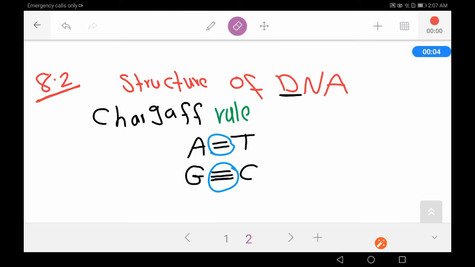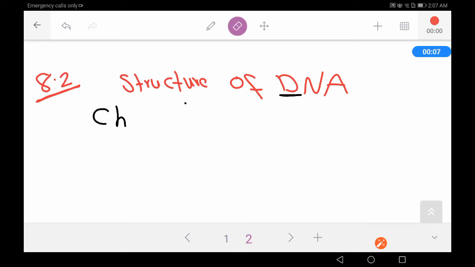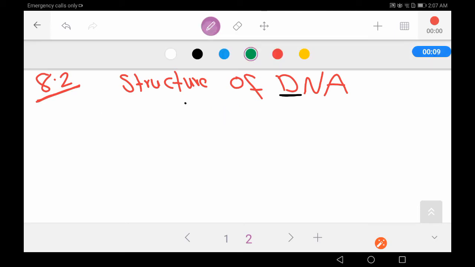So now let me give you an example, okay, of how we can find approximately the amount of those nucleotides in a DNA sample of any organism. So let me ask you, for example, if we have a DNA sample, okay, and if you know that the amount of adenine, okay, is 31.5, okay, this is for adenine.